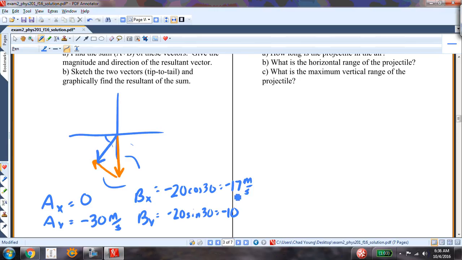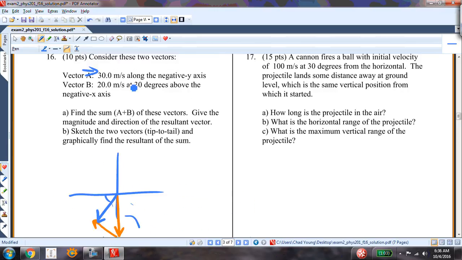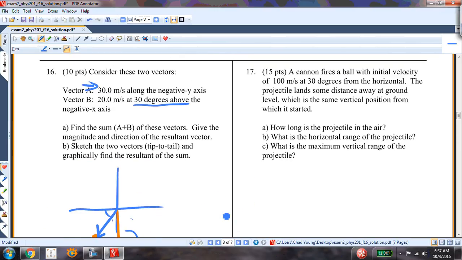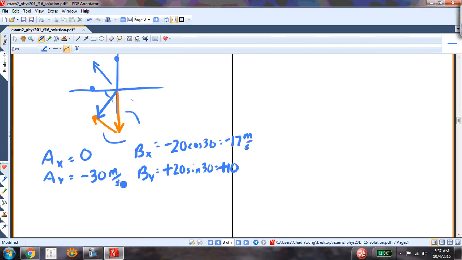Notice that the negatives are here because my vector is 30 degrees above, I'm sorry, the y should be positive. So it's above the negative x-axis, so that vector is going to be here. It will have a negative x component and a positive y component.